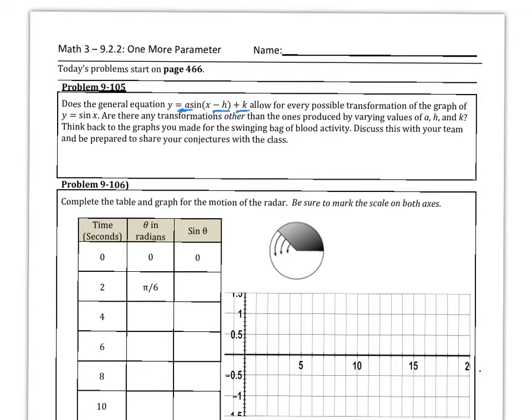So to continue this question, are there any other transformations other than those produced by changing a, h, and k? Think back to the graphs you made for the swinging bag of blood activity. Discuss with your team. Be prepared to share. So at this point, I would like you to pause or even just talk as a class. And you may have gathered by now there is one more thing we can do to affect the graph of the sine function. I'd like you to pause, chat about it. What else can we do to physically change the sine graph?